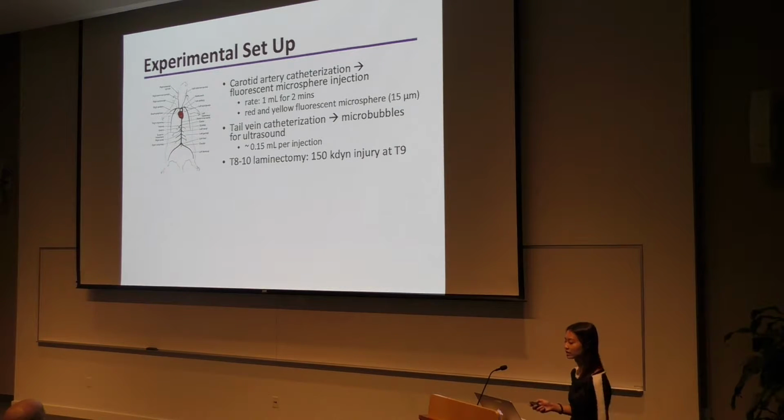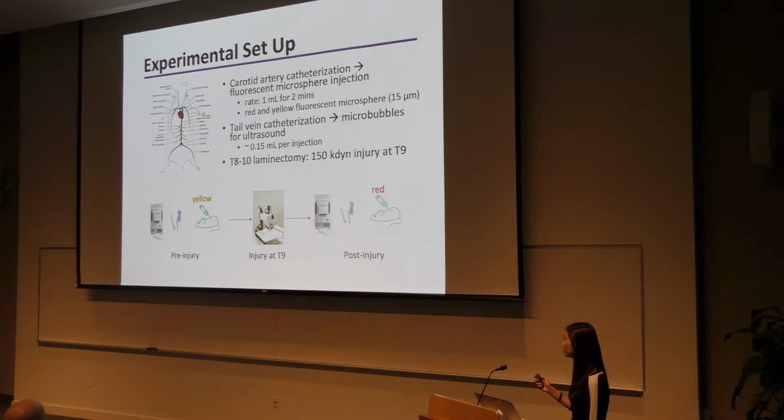The general procedure of the experiment is that we would acquire the ultrasound images of the spinal cord, then we inject the rat with one color of microsphere. After that, we introduce the injury with an IH impactor at T9. With that, we acquire more images of the spinal cord, then we inject the animal with the other color microsphere so that we could actually see the difference before and after injury.